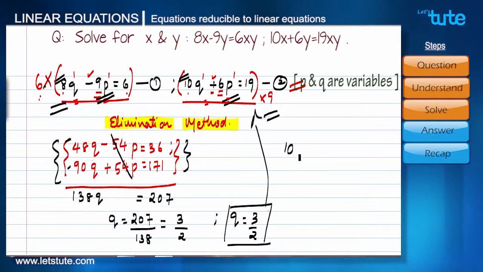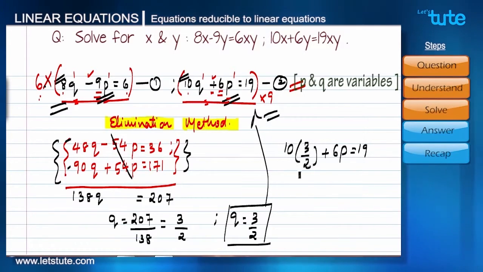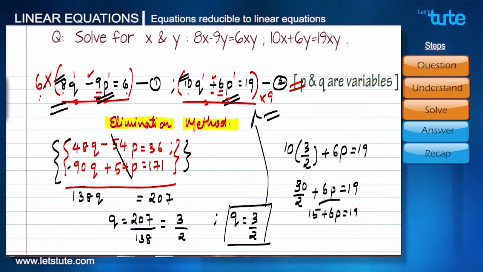So 10 into q, which is 3 by 2, plus 6 into p equals 19. So this will be calculated to 30 by 2 plus 6p equals 19. 30 by 2 is 15. So 15 plus 6p equals 19, and this 15 will go to the right hand side to become negative 15. So this will be 6p equals 19 minus 15, which will give me 4.